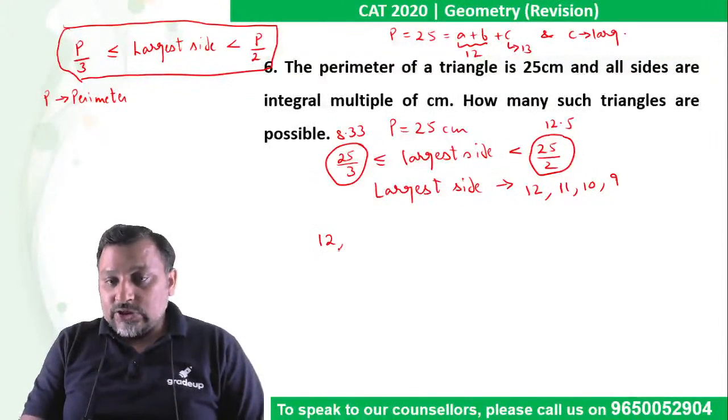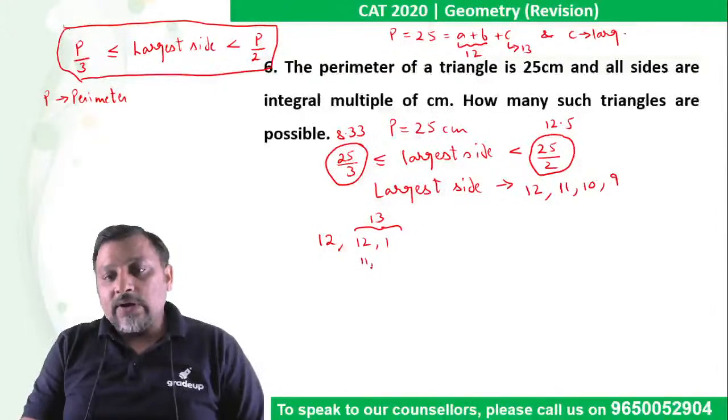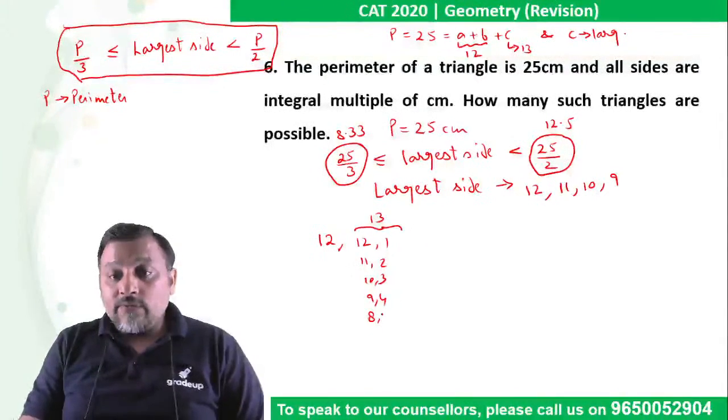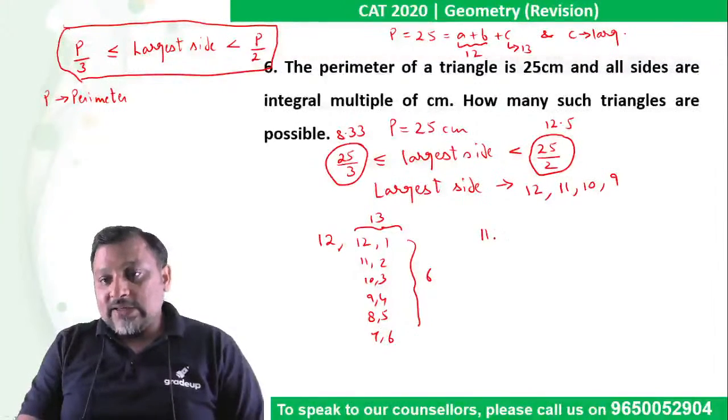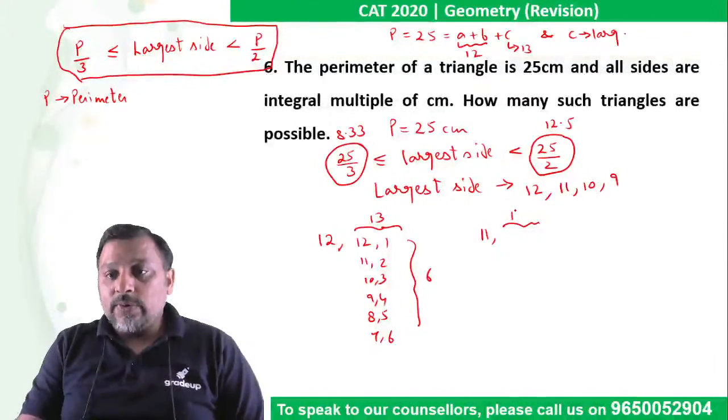If the largest side is 12, that means the sum of the other two needs to be 13. So it can be 12, 1; 11, 2; 10, 3; 9, 4; 8, 5; 7, 6. So that means 6 triangles. If the largest side is 11, the sum of the other two needs to be 14. So which is 11, 3; 10, 4; 9, 5; 8, 6; 7, 7.